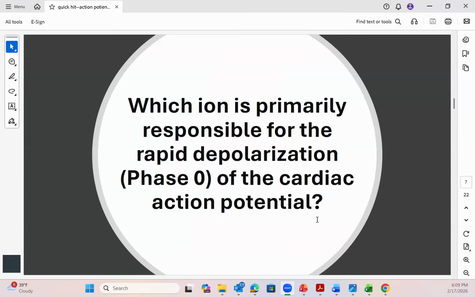Okay. Which ion is primarily responsible for the rapid phase 0 of the cardiac action potential? Sodium.